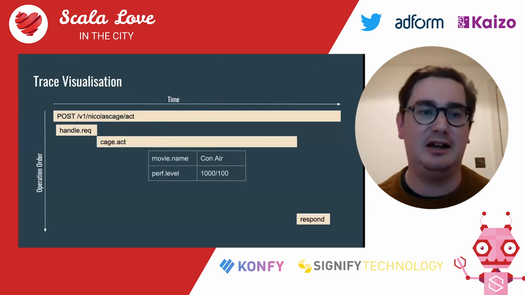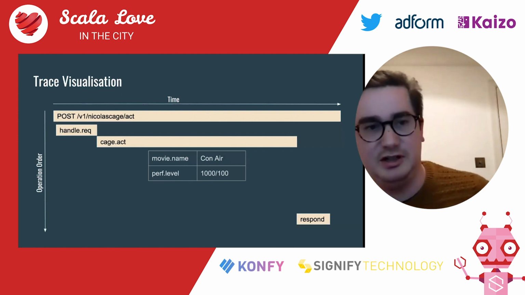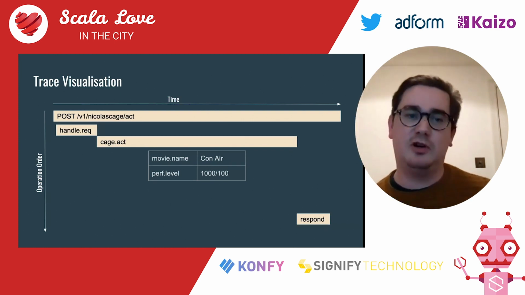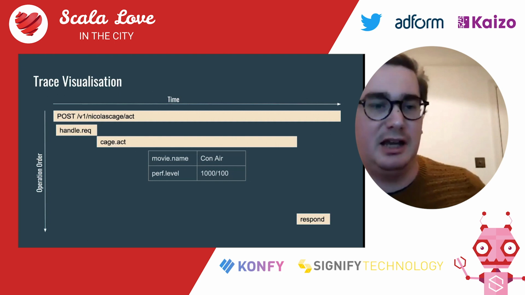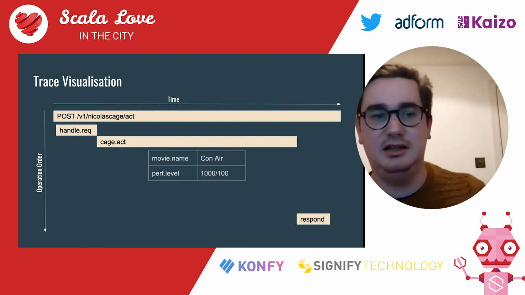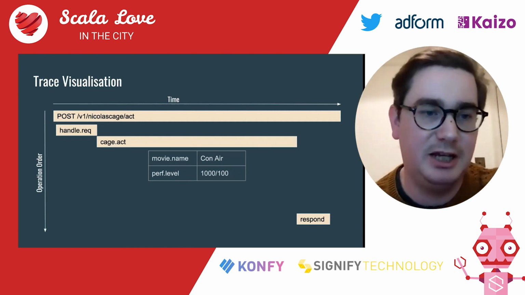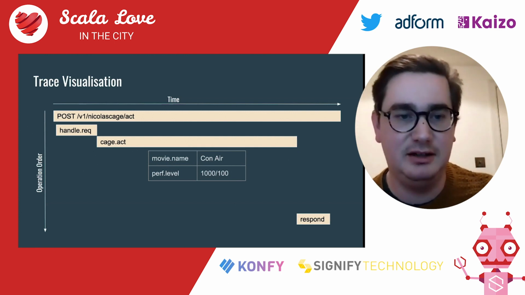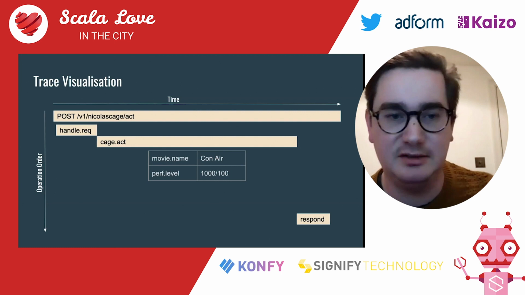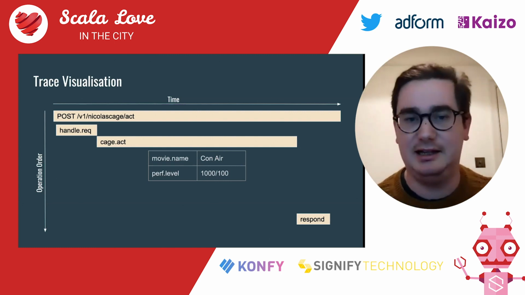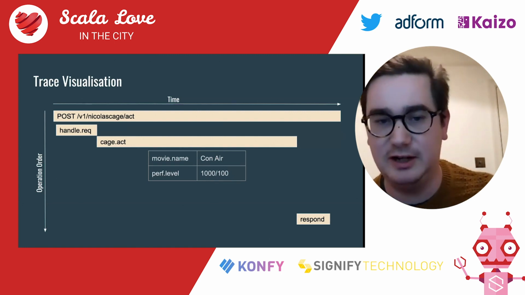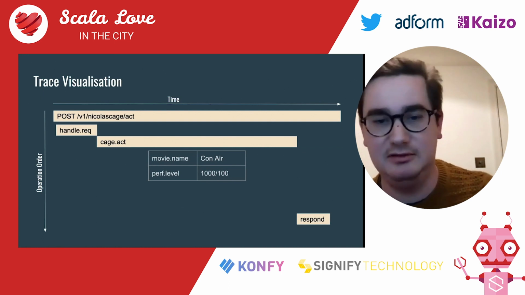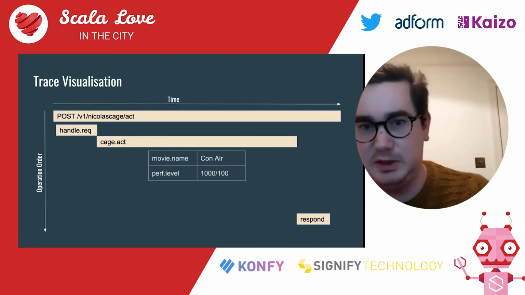So then how does this work on the earlier visualization? I've dropped it into what would be like an HTTP server. So you can see the request coming in, some sort of handler. There's our span that we've defined in the Traceable interface, and he's acting in a movie called Con Air, and his performance level is 1,000 out of 100, as per usual.